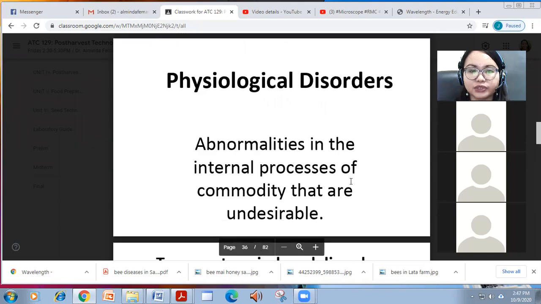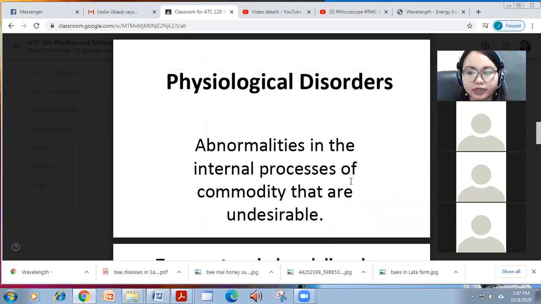So what are these physiological disorders? So another is physiological processes in post-harvest are the physiological disorders.